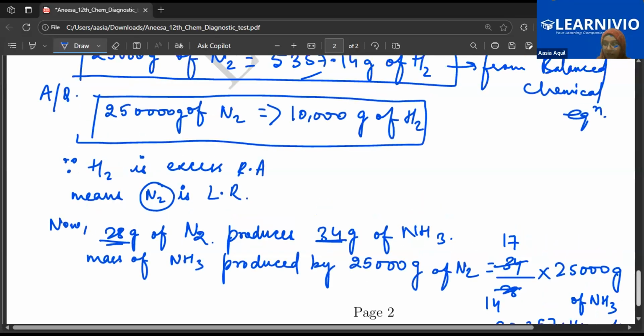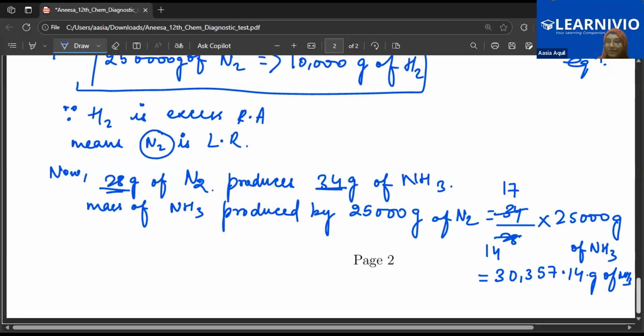In the question, the amount of all the reactants is given in kg. So just try to write down the final answer in kg, right? Because the amount of nitrogen and hydrogen is given in kilogram, I'm converting the final answer, the production, meaning the amount of ammonia formed in this reaction, into kg. So how many kg? Obviously just divide by 1000. Round off, you will get 30.36. Yeah, 30.36 kg of ammonia is formed.